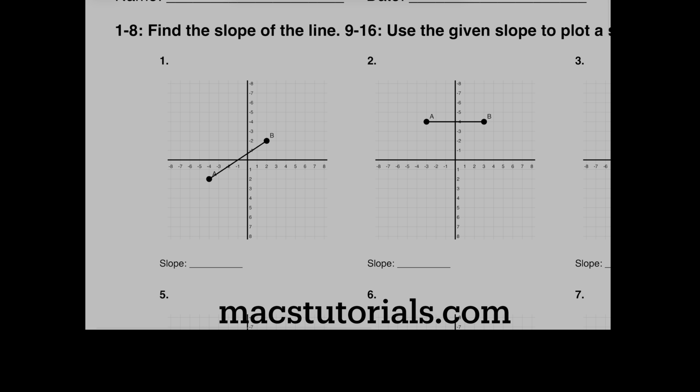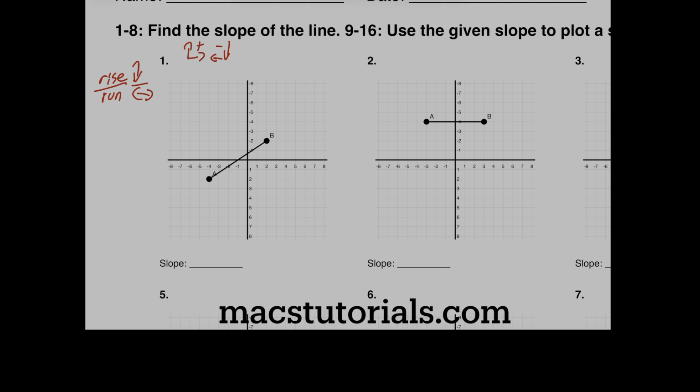All right, so the first 8, they're just going to give us a slope, and we're just going to count it out. Just as a reminder before we get started, slope means rise over run, which means you're going to do your up and down over your left and right. Also, as a reminder, if you go up and right, just like the coordinates, that's a plus. And if you go down and left, that's a negative.